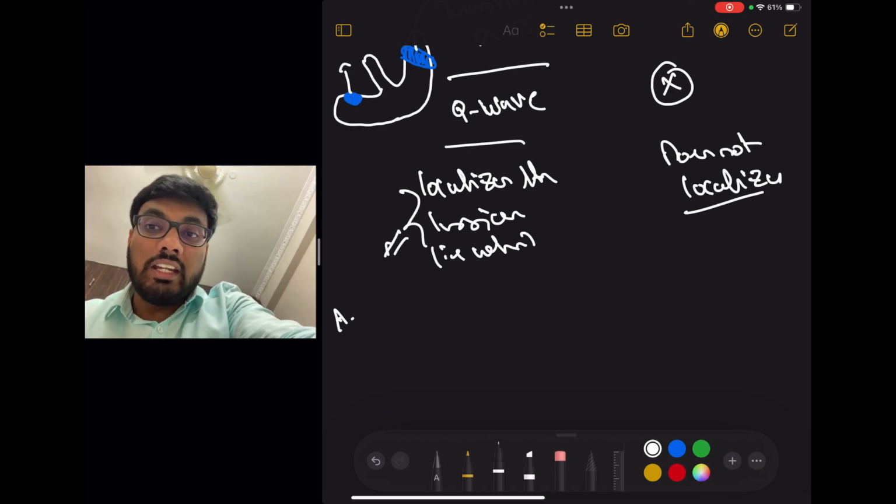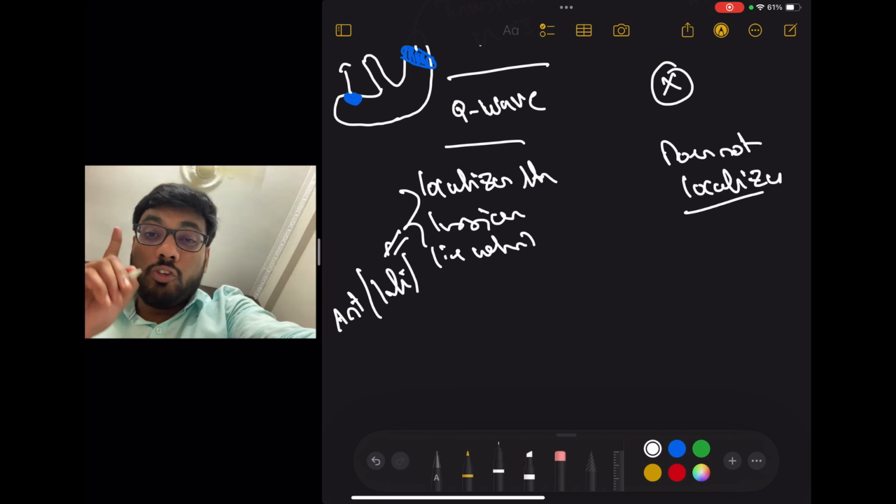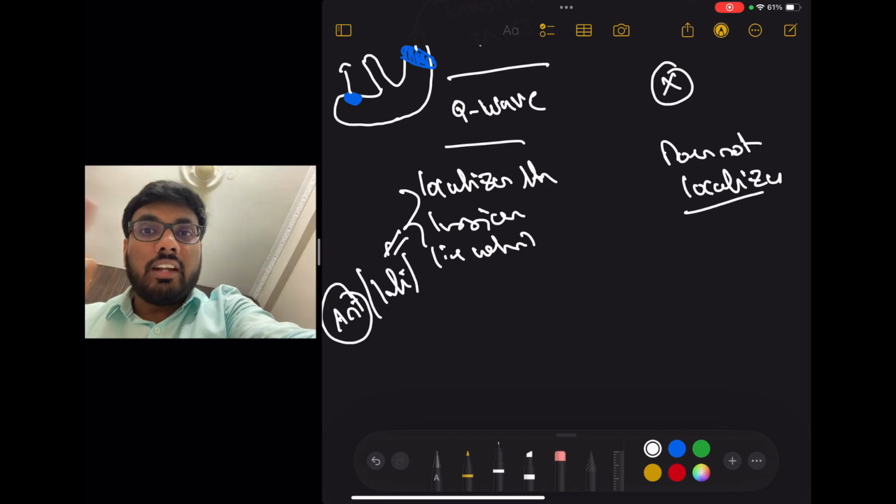That's why we have anterior wall STEMI, lateral wall STEMI, inferior wall STEMI. But there is no such thing as anterior wall NSTEMI or lateral wall NSTEMI. This is absolutely wrong. In the diagnosis, we have to write only NSTEMI, right? Do not localize the lesion. For STEMI, we can localize it. We can write anterior wall STEMI or lateral wall STEMI depending on the ECG changes.